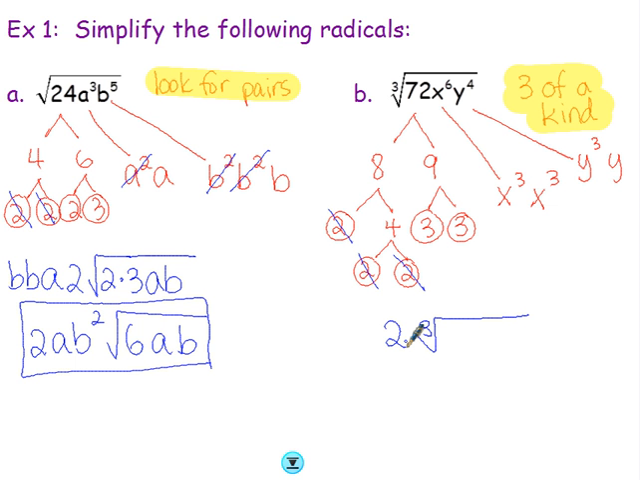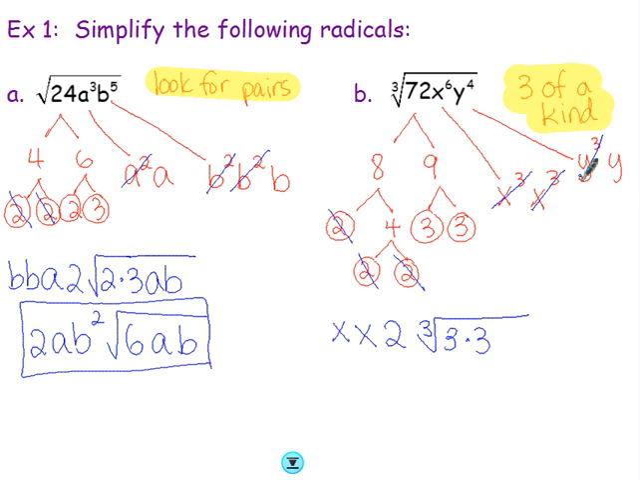These 2 3s don't get to come out, because we need 3 for them to come out. So the 2 3s are going to stay inside. This x to the third gets to come out as a single x. No more x's left over inside.